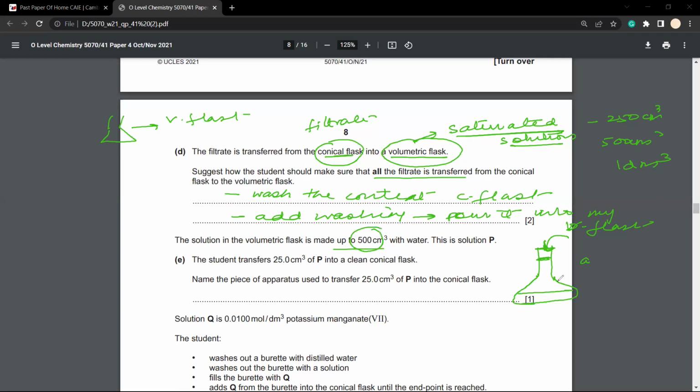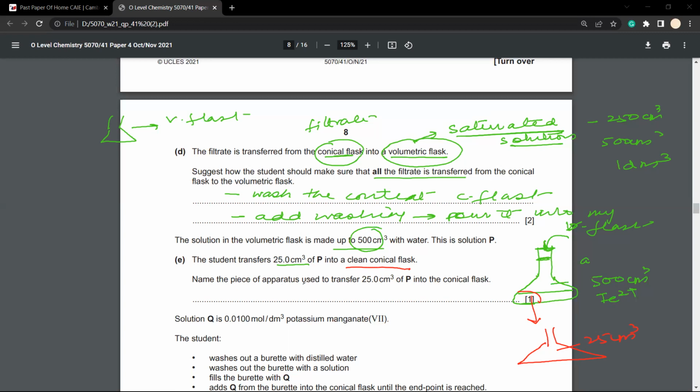तो अब इसके अंदर 500 cm cube solution में है क्या? This is basically your iron 2 plus solution. Now the student transferred 25. अब इसके अंदर उसने 500 का बनाया, लेकिन उसने इसका क्या किया, उसमें से इसने सिर्फ 25 जो है वो ट्रांसफर किया into a clean conical flask. Now out of 500, he is going to transfer just 25 cm cube into the conical flask and making it ready for the titration result.